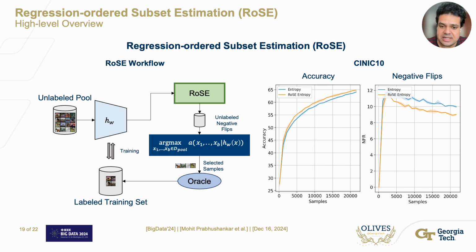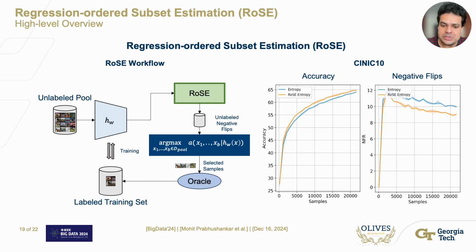On the right hand side, on the CIFAR-10 dataset, we showcase entropy, the accuracy and negative flips. The original entropy active learning algorithm is in blue. You can notice that the accuracy is increasing and the negative flip rate is decreasing. But if we add the Rose block within entropy active learning, you see the curves in orange. Again, the x-axis showcases the increase in rounds and the number of samples, while the y-axis is about accuracy and NFR. As the rounds continue, the accuracy of Rose entropy increases faster than entropy itself, while the negative flip rate of Rose entropy is always lesser than entropy, which basically means that we perform better in terms of accuracy while maintaining a decrease in NFR compared to the original algorithm.